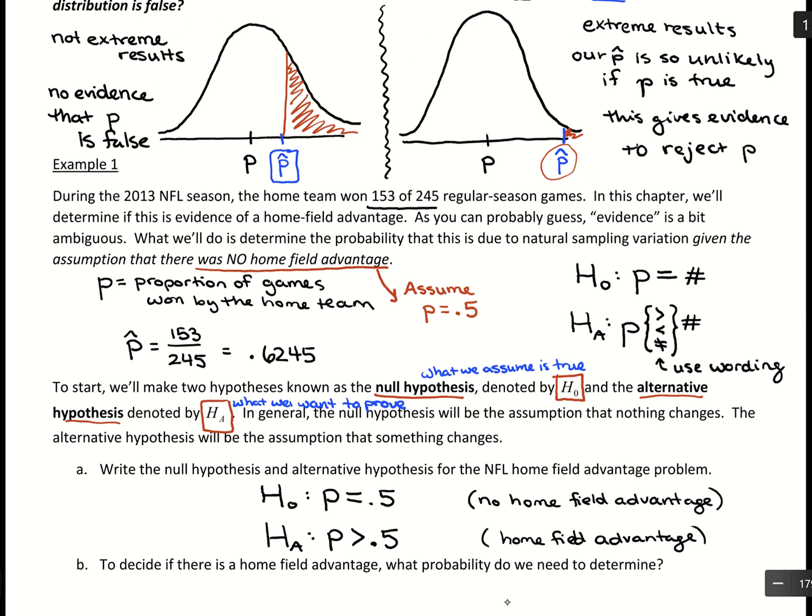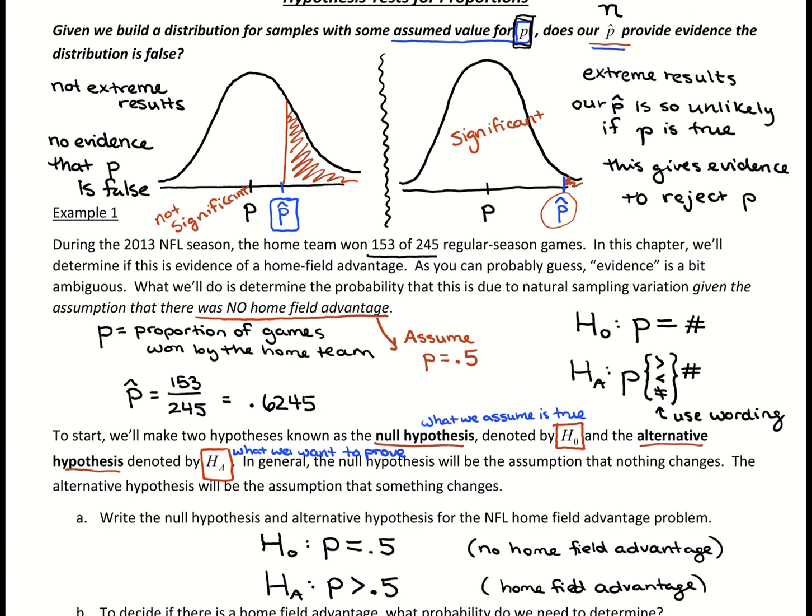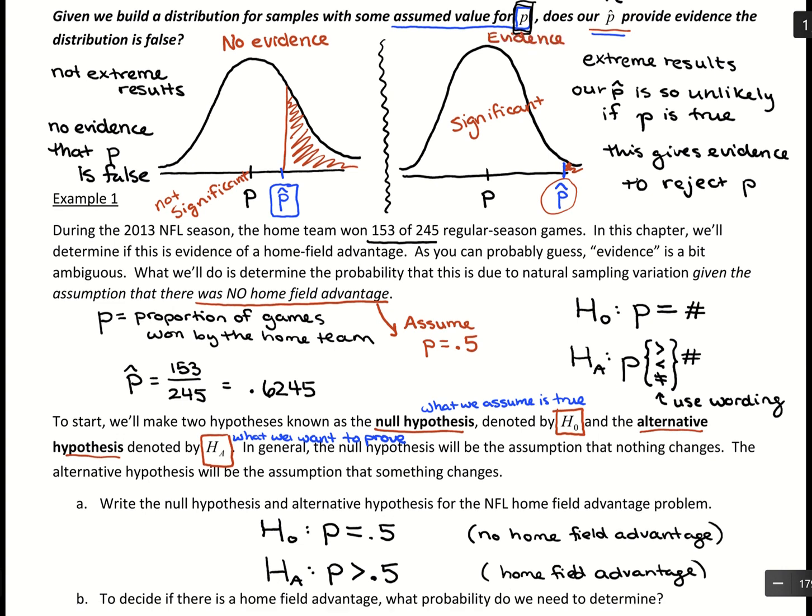So there's also this difference in significance. This case would be significant where we have unlikely results, but this case over here is not significant. So while our sample proportion is in fact larger, it's not significantly larger. We're trying to gain evidence for this alternative hypothesis, and this first case would have no evidence. The second case would have evidence because of that significance.